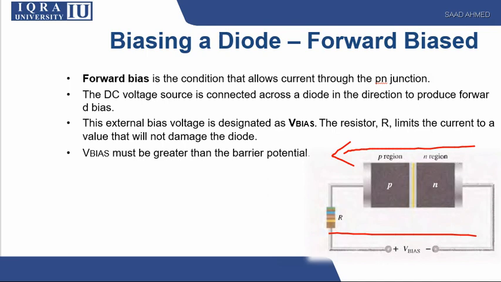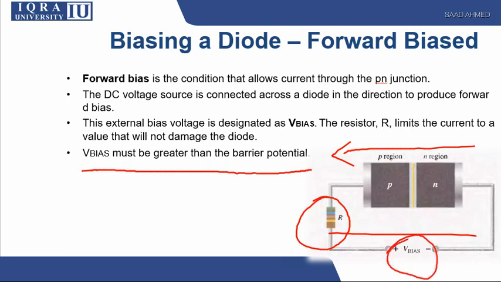This external bias voltage is designated as V bias. The resistor R shown here limits the current to a value that will not damage the diode. That means it is for protection purposes, and V bias must be greater than the potential difference. To get forward bias, if this diode is silicon, you have to have at least 0.7 volts of V bias.